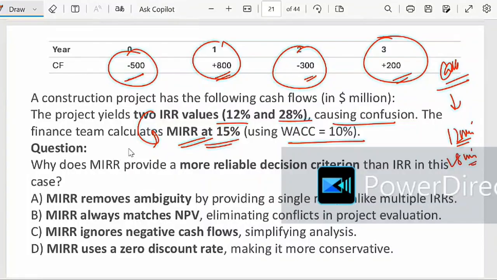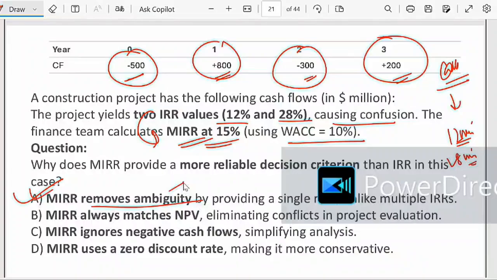I hope I have explained this. What is one of the main advantages of MIRR over IRR? Option A, it removes the confusion, it removes ambiguity. The answer is option A, right? MIRR removes ambiguity. It removes the confusion by providing a single rate, unlike multiple IRR, right? This is the correct answer.